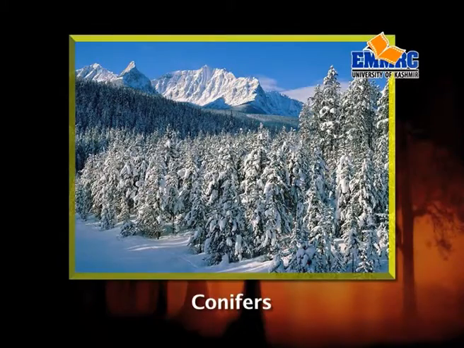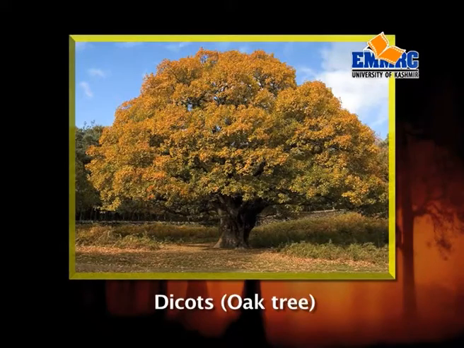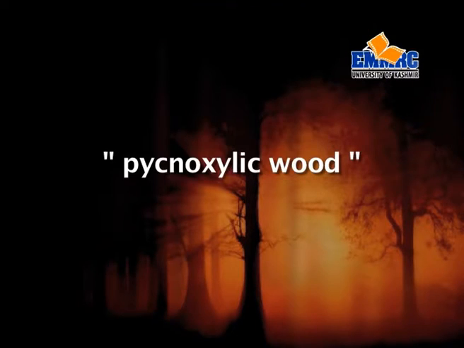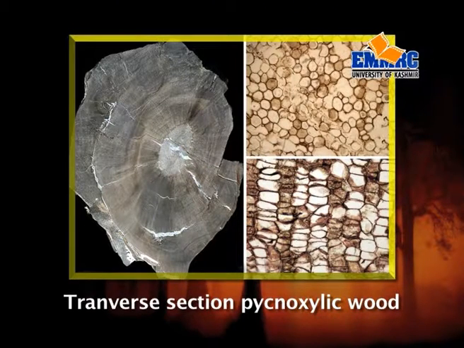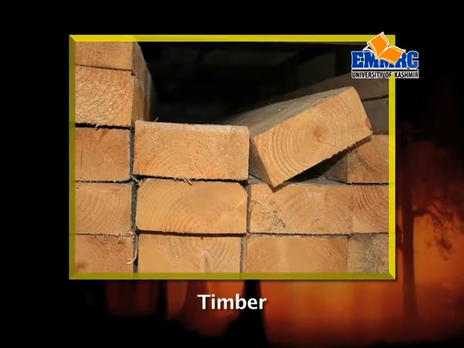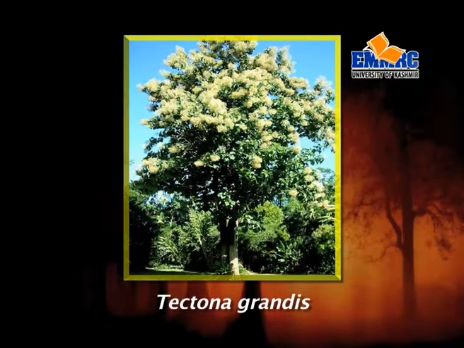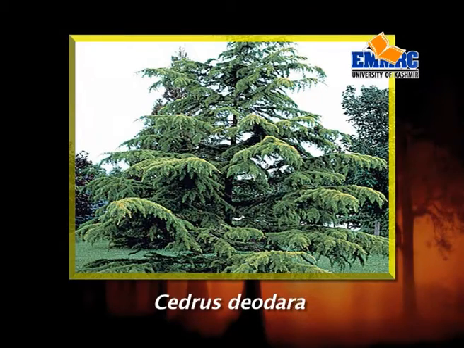Wood produced by conifers, taxads, and dicots is called pycnoxylic wood. It's compact and dense with narrow rays, pith, and cortex, hence commercially very useful. The commercially useful woods are called timbers, and timber that is used for building purposes is called lumber. Tectona grandis, commonly known as teak, and Cedrus deodara, known as deodar, are respectively considered the best angiospermic and gymnospermic timbers in the world.